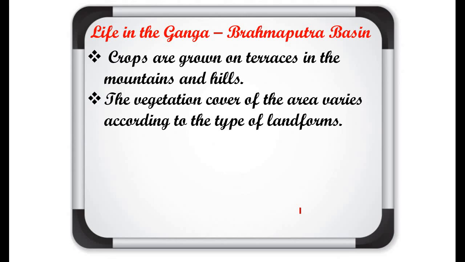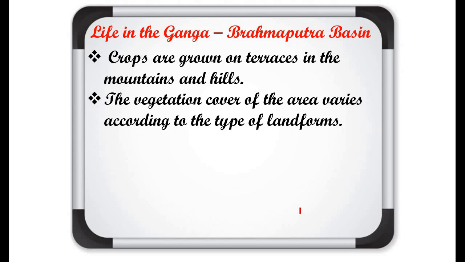So that name is step farming. Vegetation cover of an area varies according to the types of landform. Yes, definitely. In plain areas different types of crops are grown, and in mountainous areas which receive less rainfall and have very cold climatic conditions, different types of crops are grown.